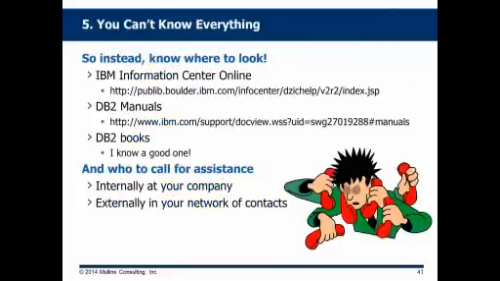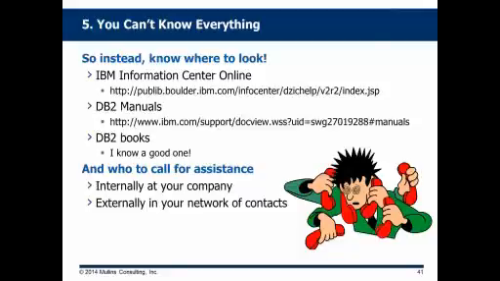As a DBA, realize you can't know everything. So instead of trying to know everything, know where to look. The Information Center Online, everything's there that you might need to know. The manuals. I like going and downloading the manuals for every new version in PDF form onto my hard drive. Yeah, they change over time, and I usually have multiple versions of the manuals over time, but this can be a good thing because if you don't have access to the internet, you've got the PDF file with you. DB2 books. Hey, I think I know a good one.